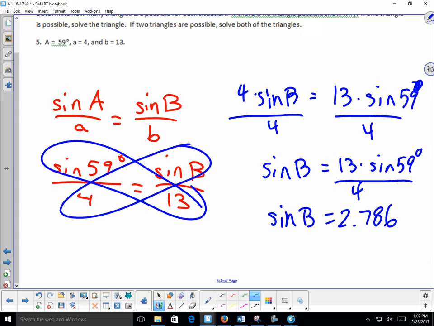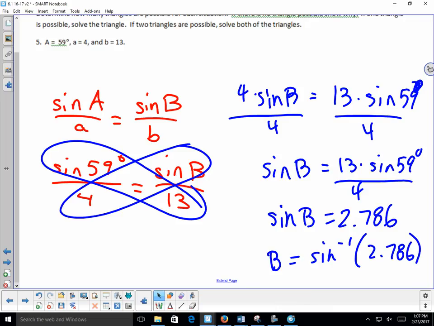How do we find angle B? Danny? Convert to degrees. Well, this is just the sine of the angle, so we need to find the angle itself. Hannah? Use the inverse sine. Inverse sine. So would you please do sine inverse of 2.786?